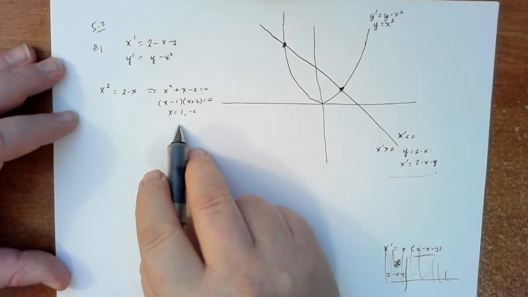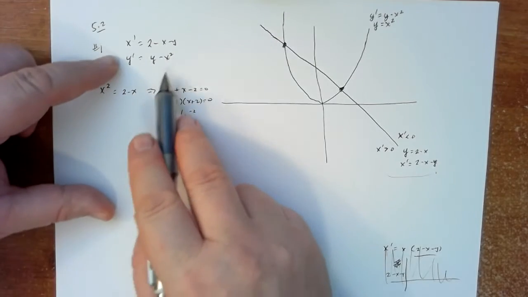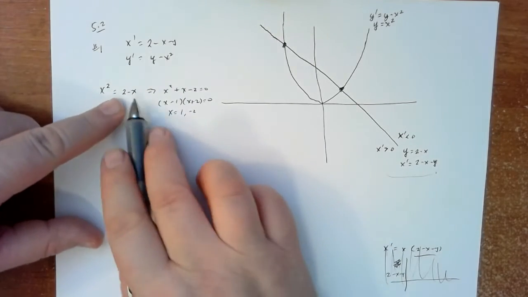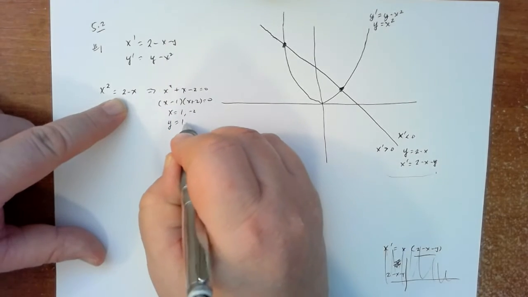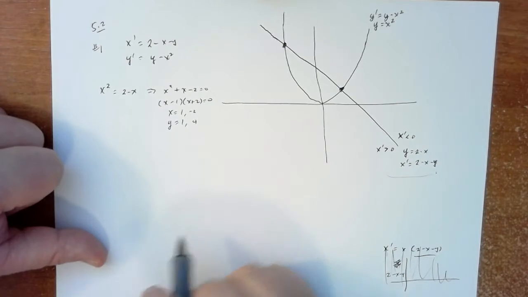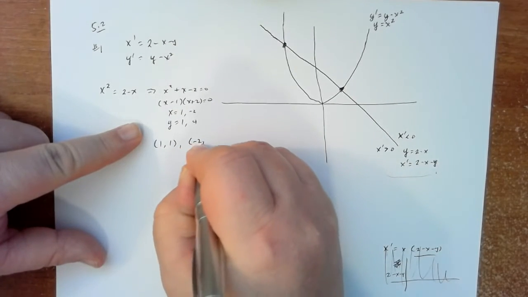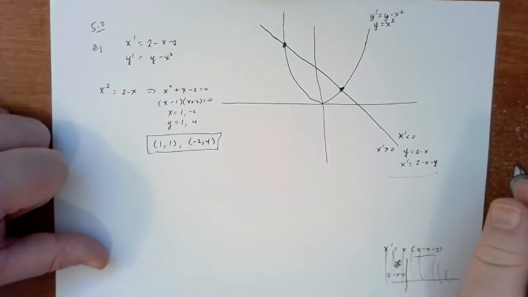And of course, that's just the x coordinate. For the y coordinate, you would go back to either one, right? y equals x squared or y equals 2 minus x. If we take y equals 2 minus x, then our y is going to be 1 and 4. Good. So the ordered pairs here are (1, 1) and (negative 2, 4). Good. So those are the locations of our two equilibrium solutions.